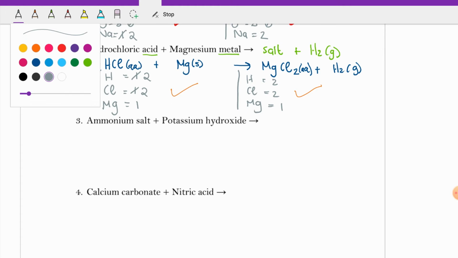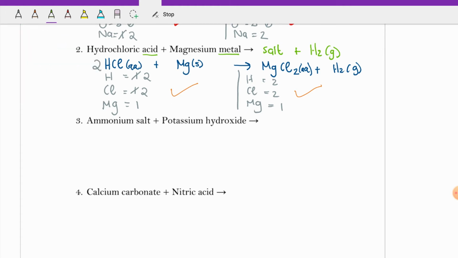Okay, looking at our next reaction equation, if we have an ammonium salt with a potassium hydroxide, remember, ammonium salt with a base will give you a salt plus water plus ammonia. Okay, so let's go and write out our reaction equation. They didn't specify in this case which salt we are working with, so I'm just going to pick an ammonium salt. I'm just going to take ammonium nitrate. I'm going to react that with potassium hydroxide.